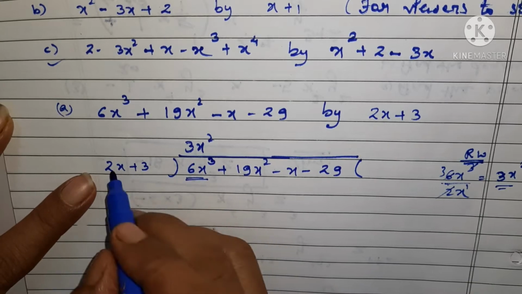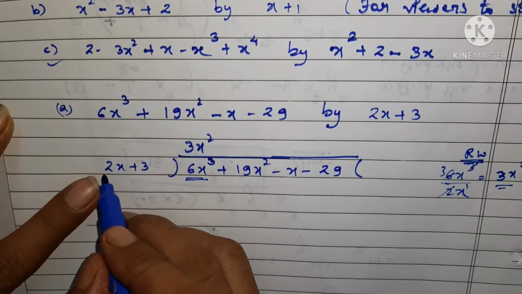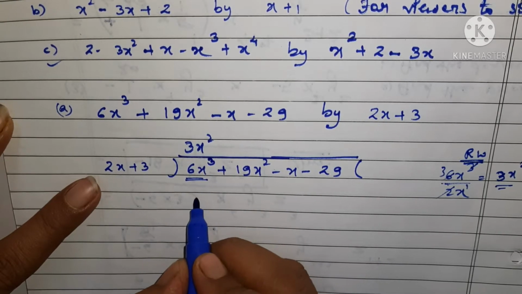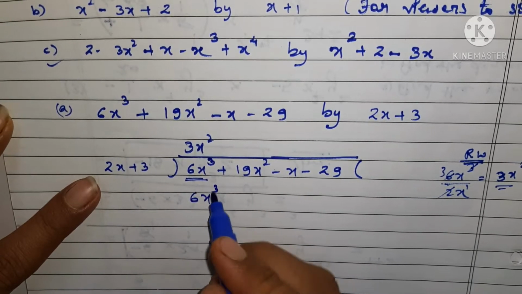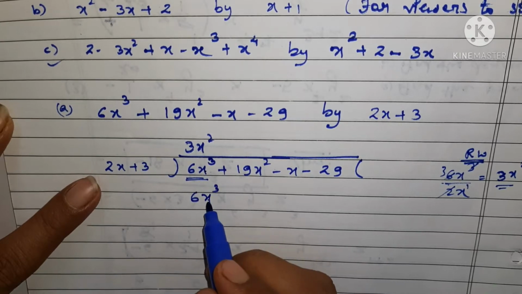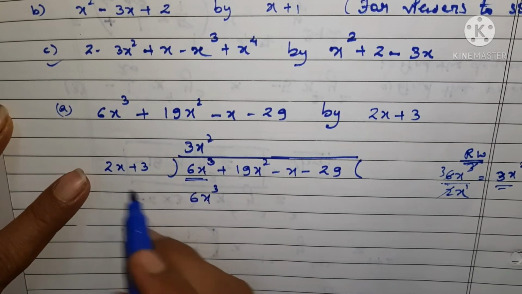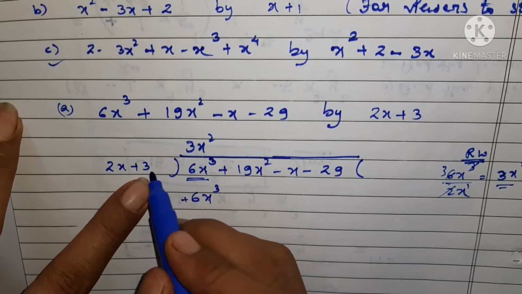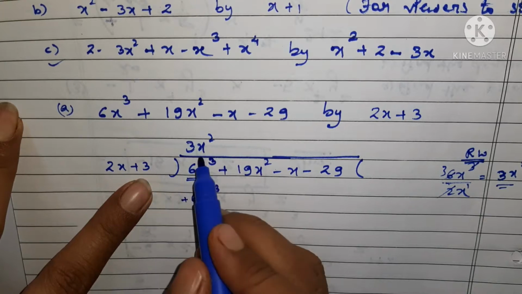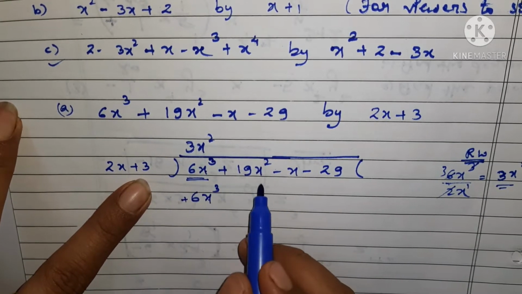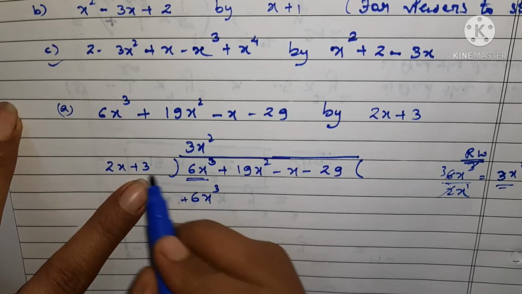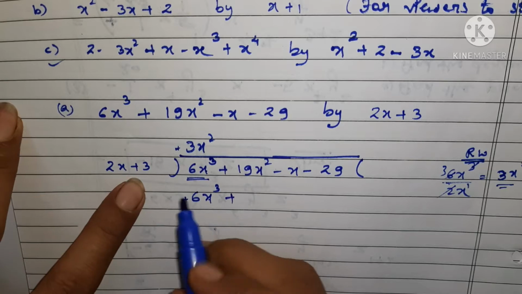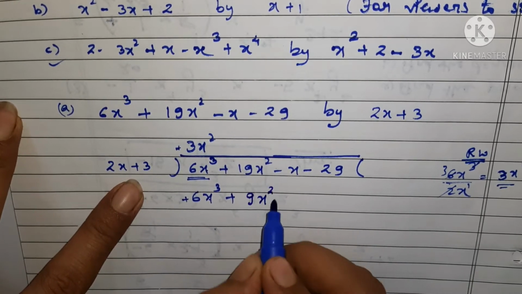After multiplication, 3 into 2 gives you 6, and x into x square gives you x cube. So you are getting 6x cube just below, because both are like terms, and the sign is plus here. Then when you multiply with this, 3 into 3 gives you 9, and again x square, so just below x square we write 9x square. The sign is plus into plus, giving you plus.